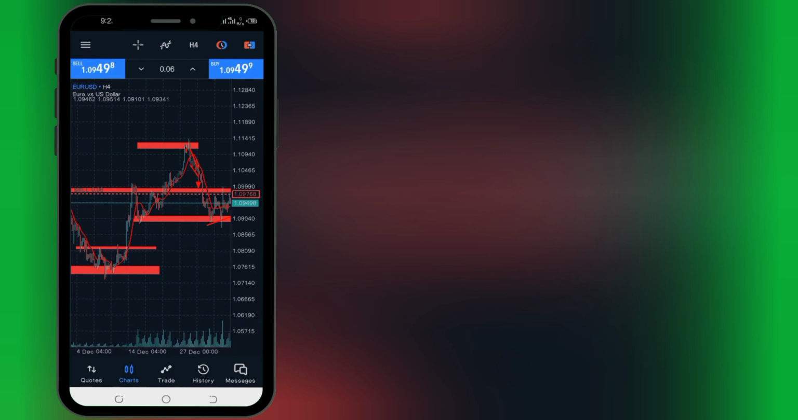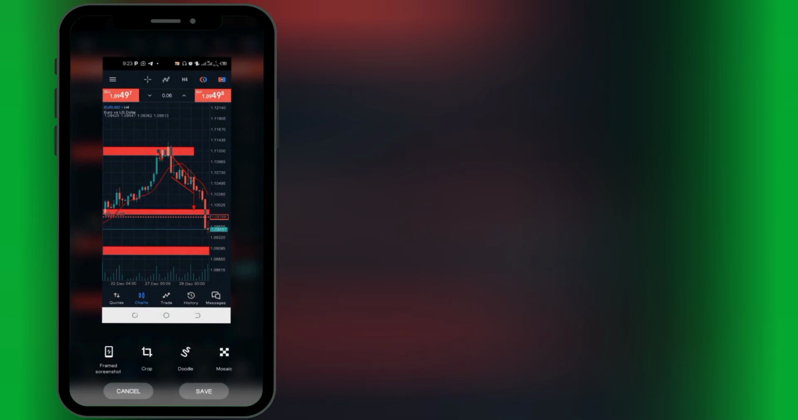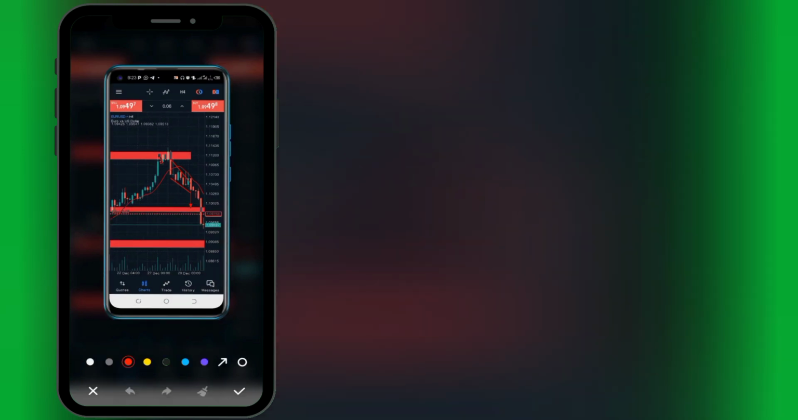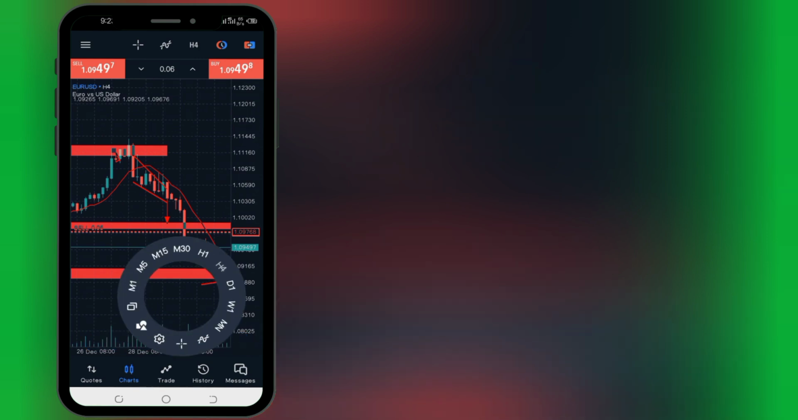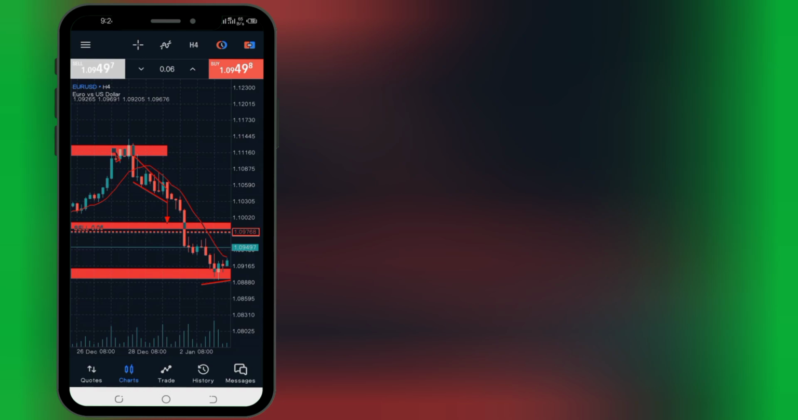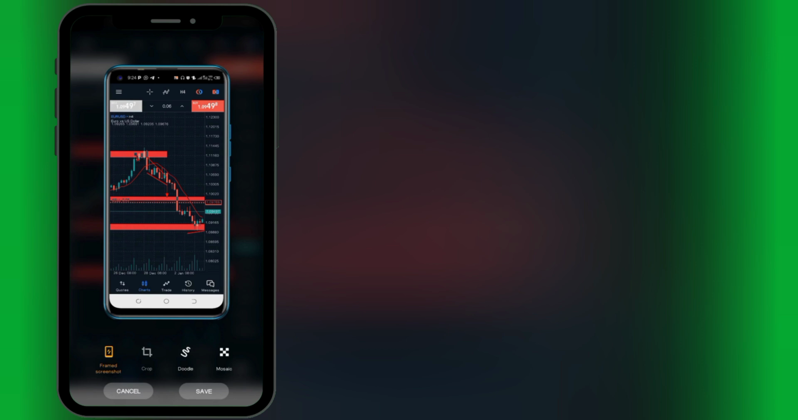So I took a short position after I saw this engulfing candle. I went for a short, I was able to hold the trade position, and I exited around here.